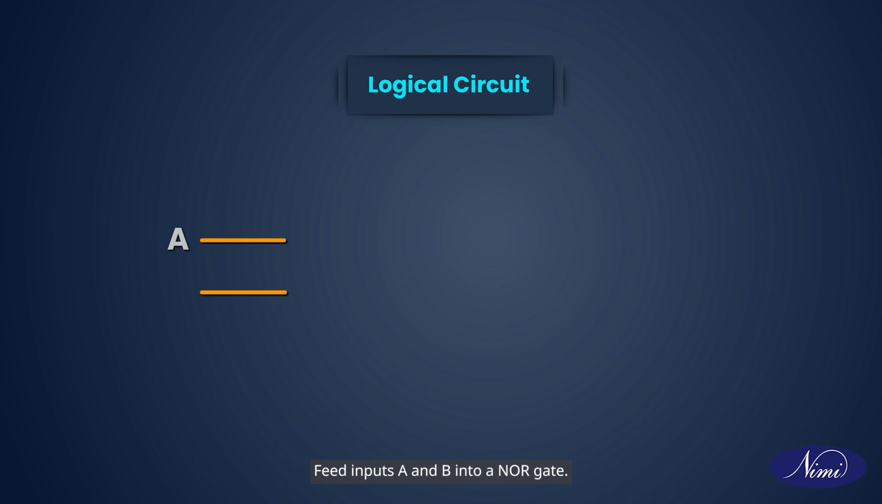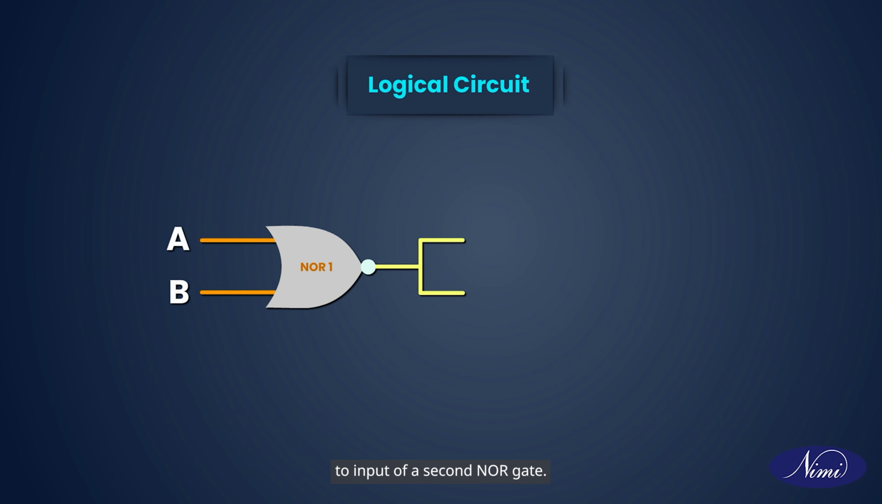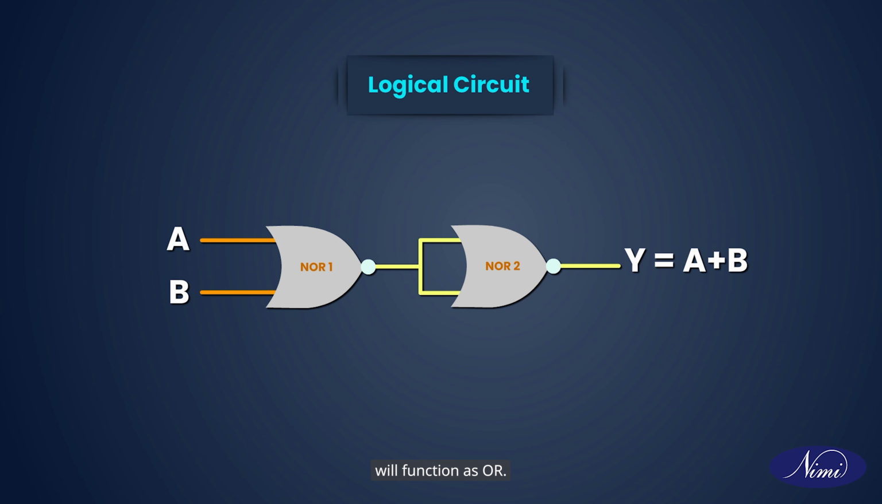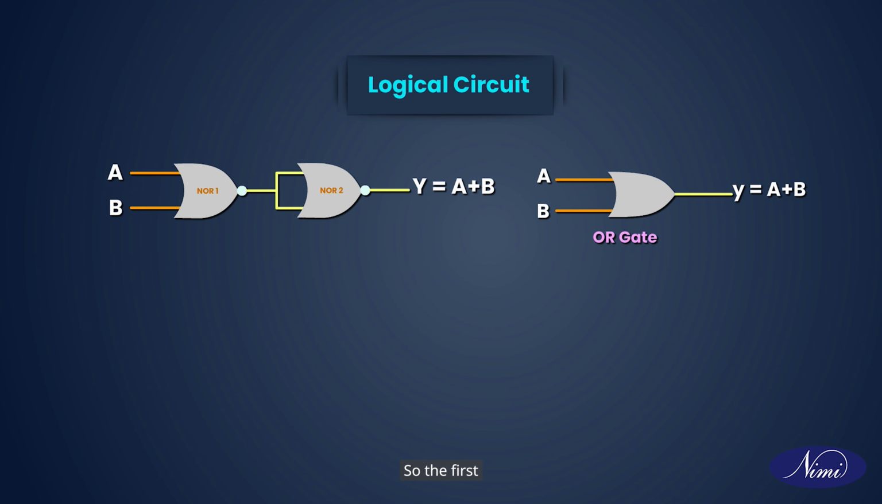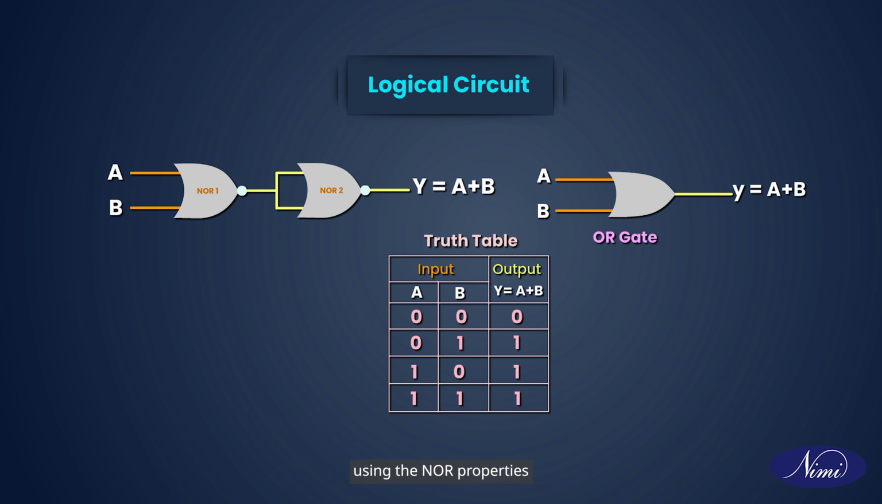Feed inputs A and B into a NOR gate. Connect the output of the first NOR gate to input of a second NOR gate. Output from second NOR gate will function as OR. So the first NOR gate combined with the second NOR gate inverts the function twice using the NOR properties, resulting in an OR overall.